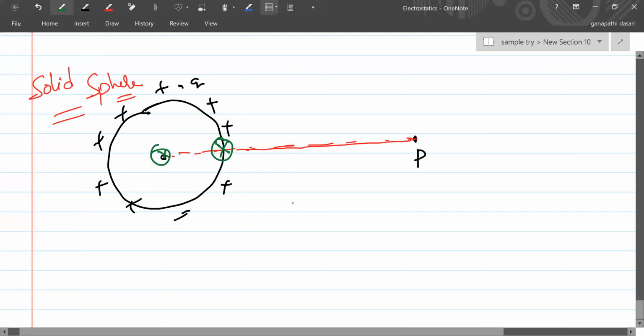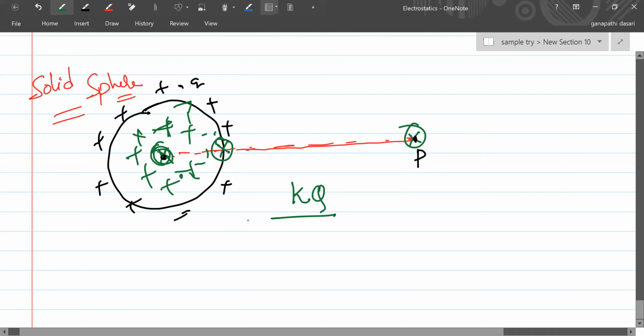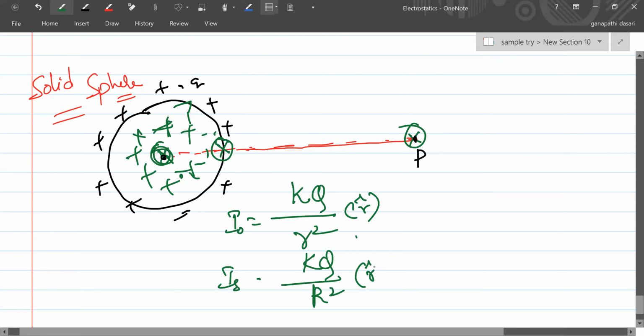Got it? No, sir, I couldn't get you. Sir, can you repeat what you said, sir? For an outside point of a solid sphere, the entire charge is distributed over the body. The entire charge can be assumed to be present at the center. For an outside point, the intensity will be kq by r square, r cap. For a surface point also we can consider the entire charge to be present at the center. The value will be kq by r square.